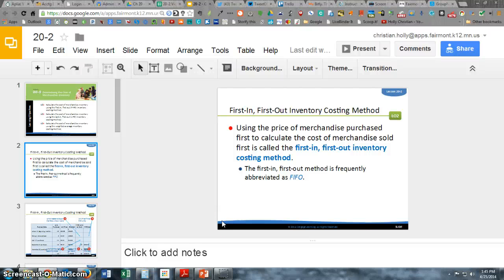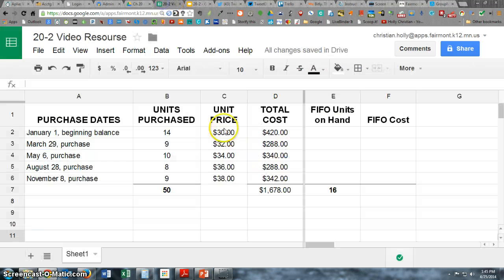Okay, this video is going to help explain how to do a first in, first out inventory costing method. So you need to have a piece of scratch paper and something to write with so that you can do this all. I've done it on a spreadsheet. You can do it on a piece of paper.